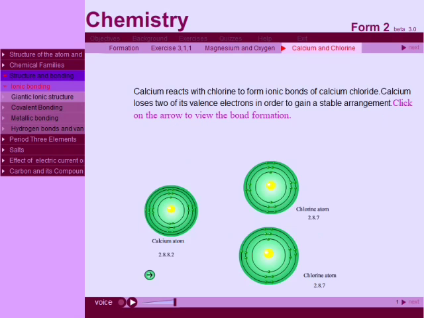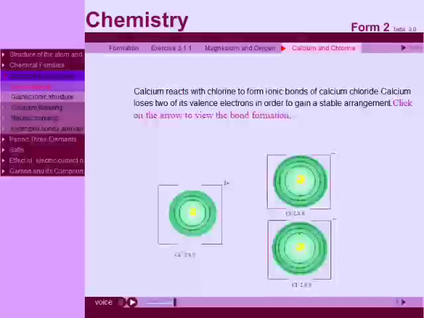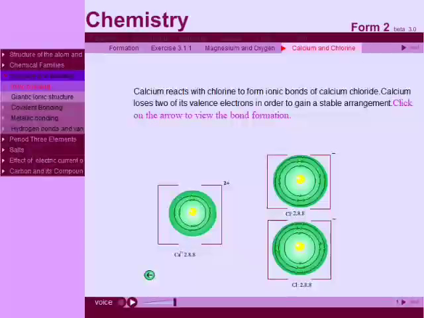Calcium reacts with chlorine to form ionic bonds of calcium chloride. Calcium loses 2 of its valency electrons in order to gain a stable arrangement. Chlorine requires to gain 1 electron in order to acquire stable electron arrangement.